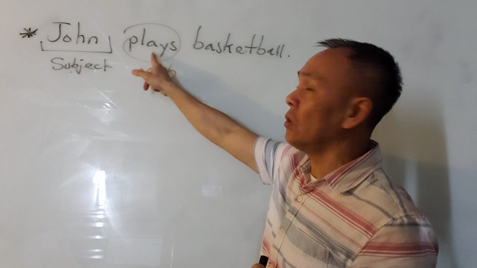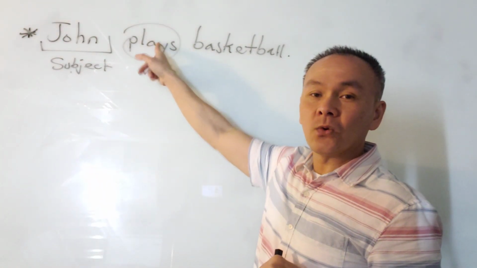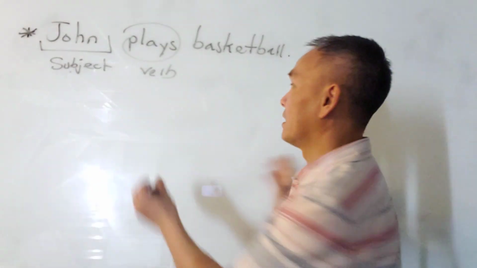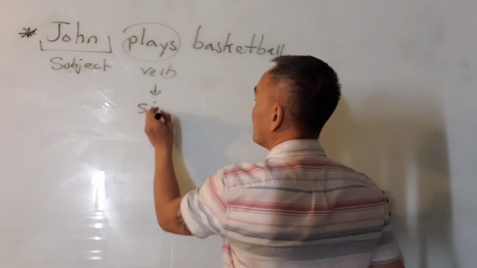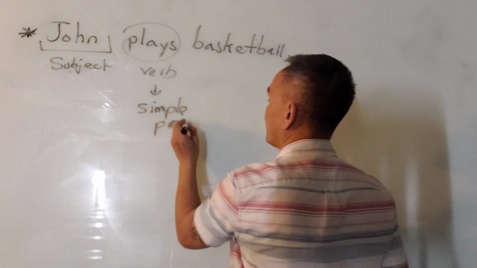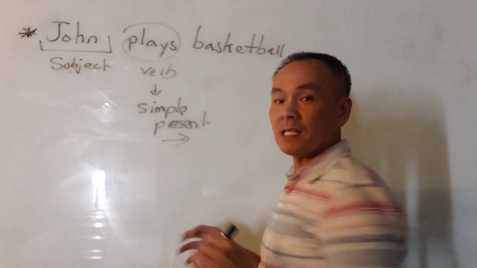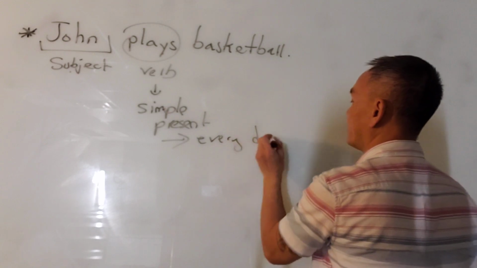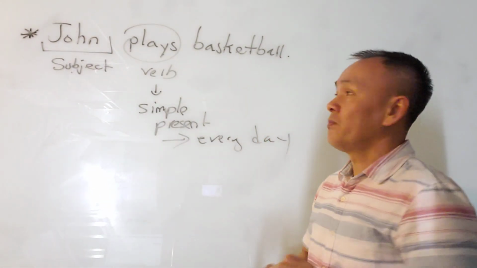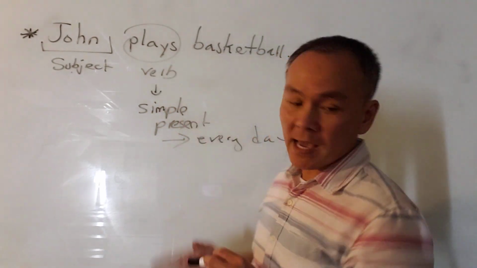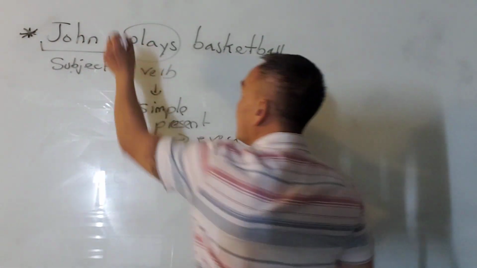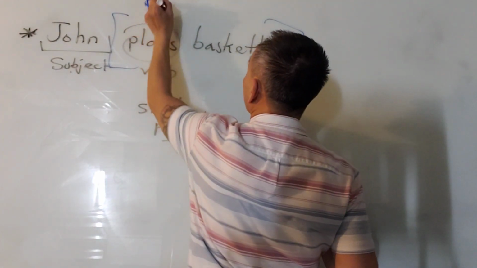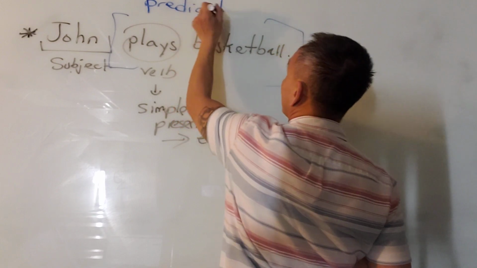Well, because it's only one syllable, this one we say simple present. So this verb here is called simple present because he plays every day. So John plays basketball. This right here, we say predicate.